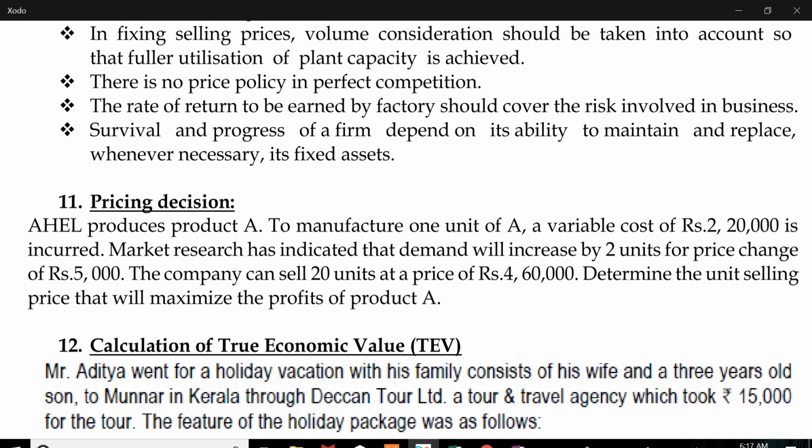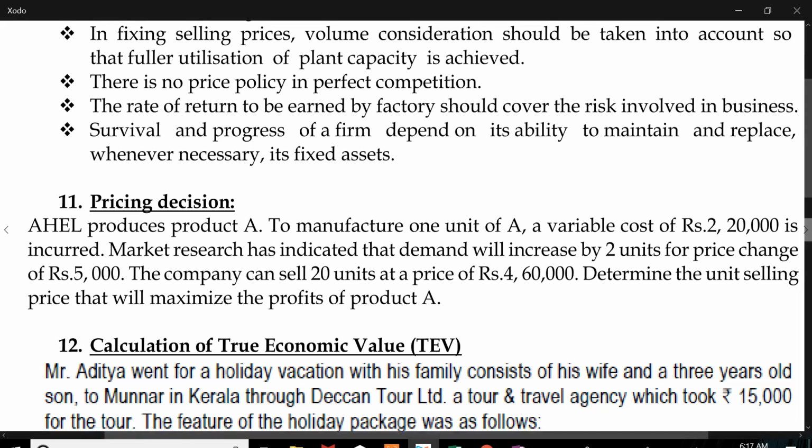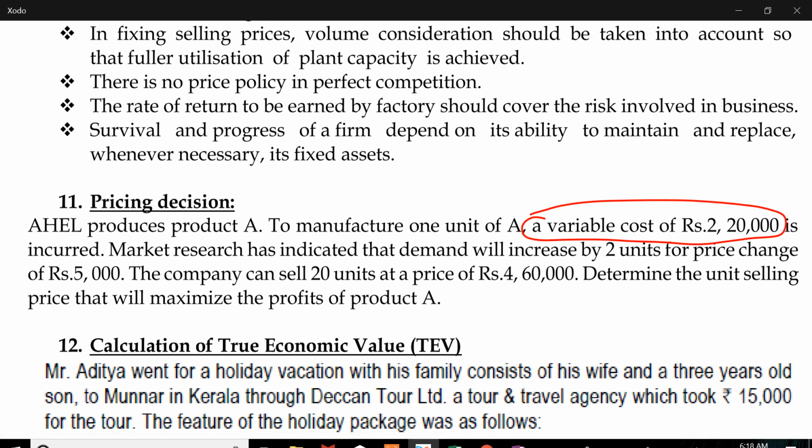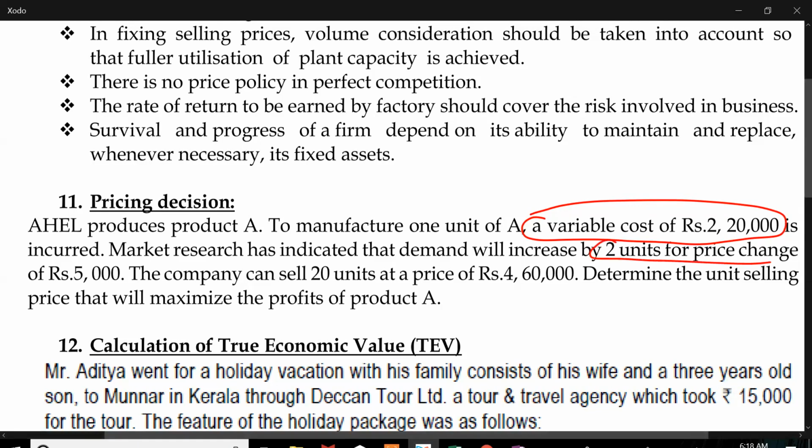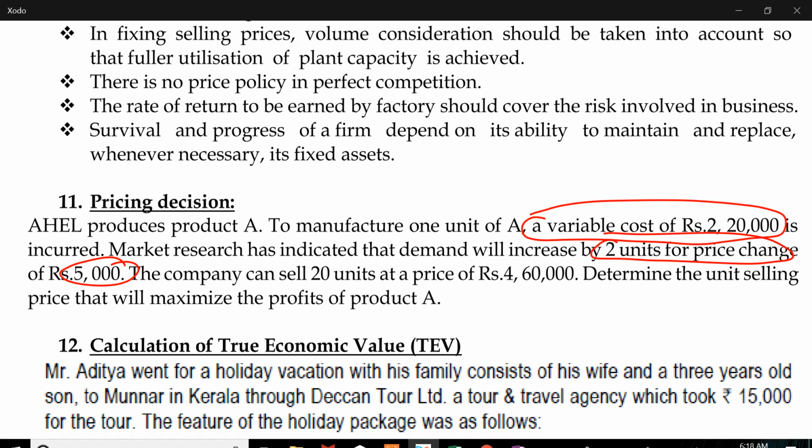AHL produces product A. To manufacture 1 unit of A, a variable cost of 2,20,000 is incurred. Variable cost is basically the marginal cost, the per unit incremental cost which you incur. Market research has indicated demand will increase by 2 units for a price change of 5,000. Somewhere the change in price and change in quantity relationship is given. Quantity will change by 2 units, price has to change by 5,000.